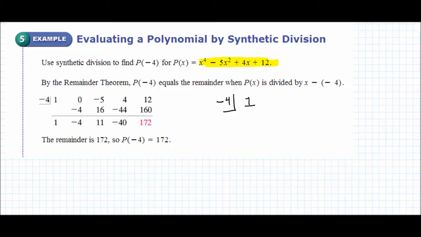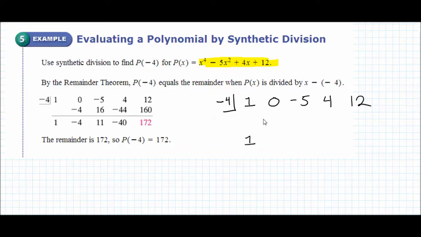There is no cube, so our coefficient for that one is 0. Our coefficient for x squared is negative 5. Our coefficient for the linear term, or x, is 4. And our constant term is 12. So we have it set up, so we drop down our first coefficient.